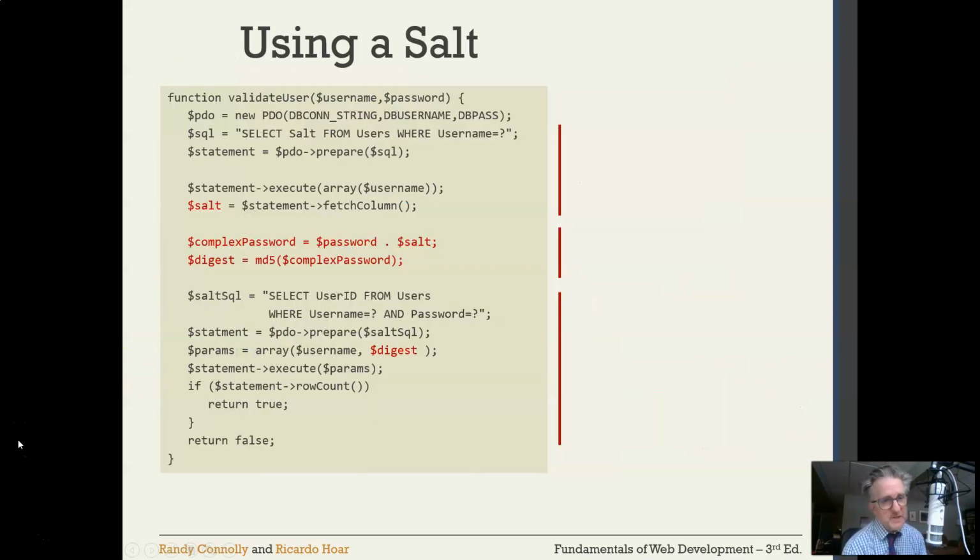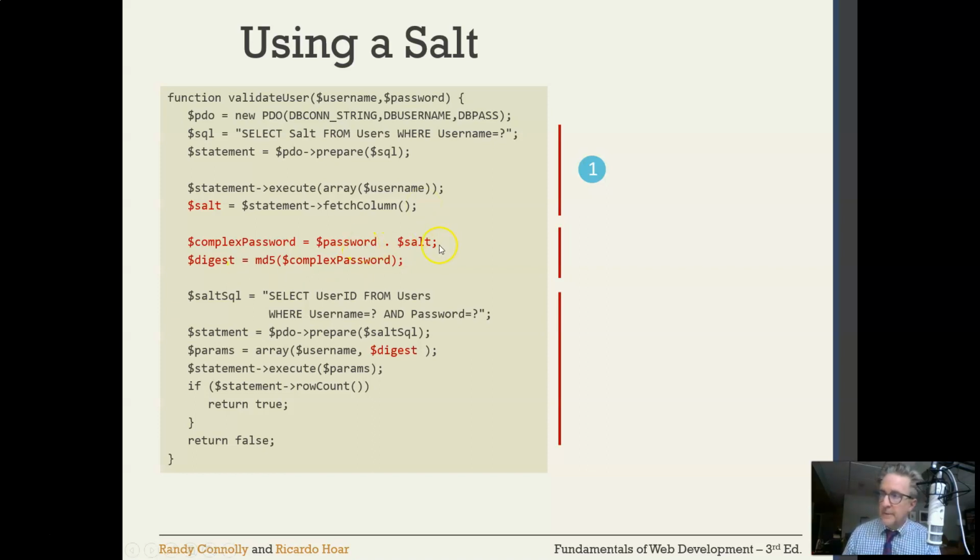So what would that PHP look like? Well, let's take a look, right? Basically we're going to need to do two different queries. The first query is that we're just going to retrieve the salt for a specified username or email. Okay, so then we execute, and we retrieve just that one column, just the salt.